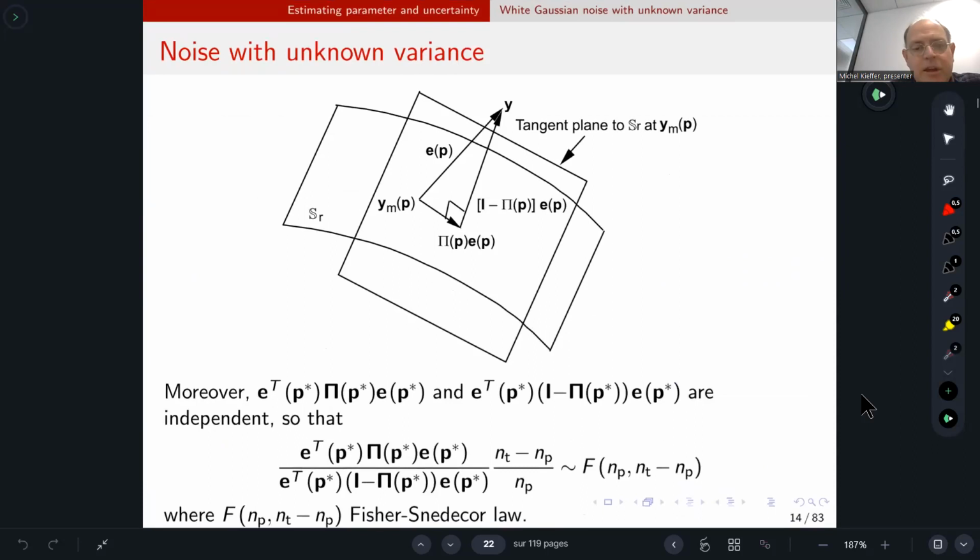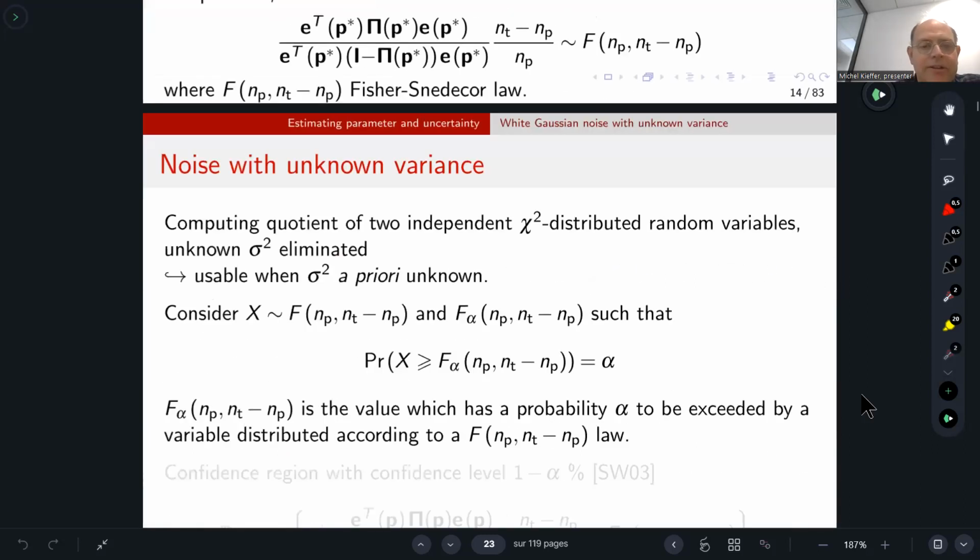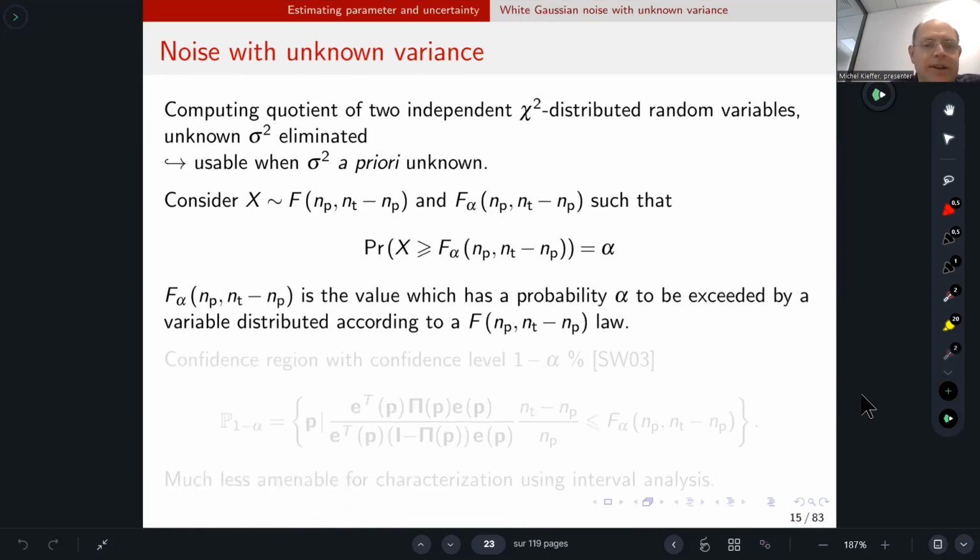Afterwards, you can compute the ratio between these two quantities that are independently distributed. If you perform the ratio, you obtain a new random variable, which is now distributed according to a Fisher's distribution with np and nt minus np degrees of freedom. Okay, here now you are rid of the unknown variance. And you can again define a confidence region.